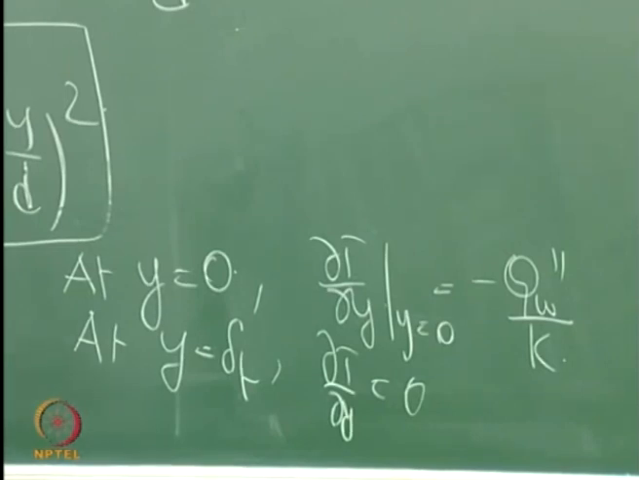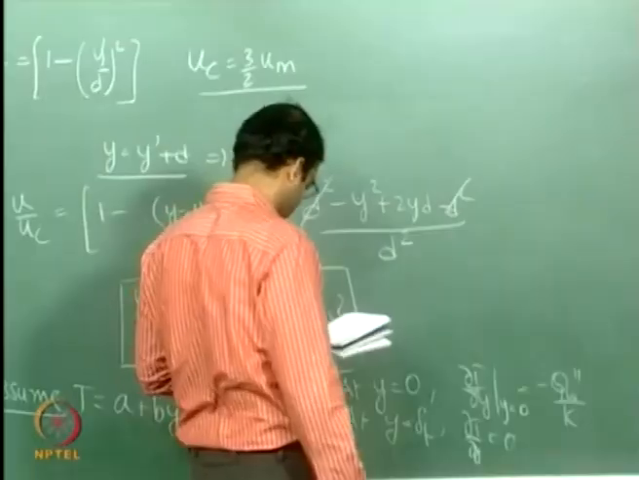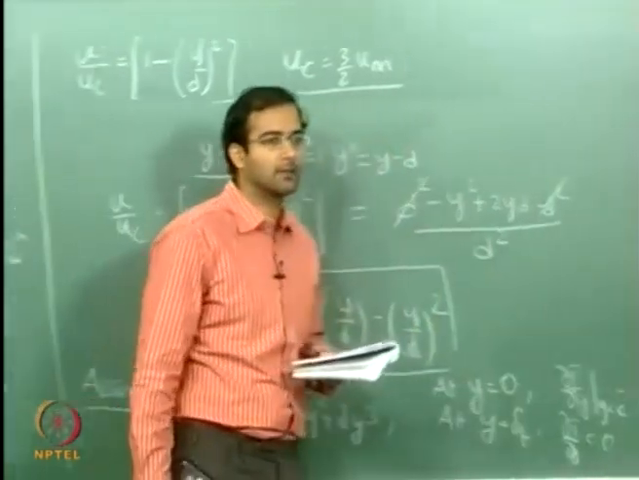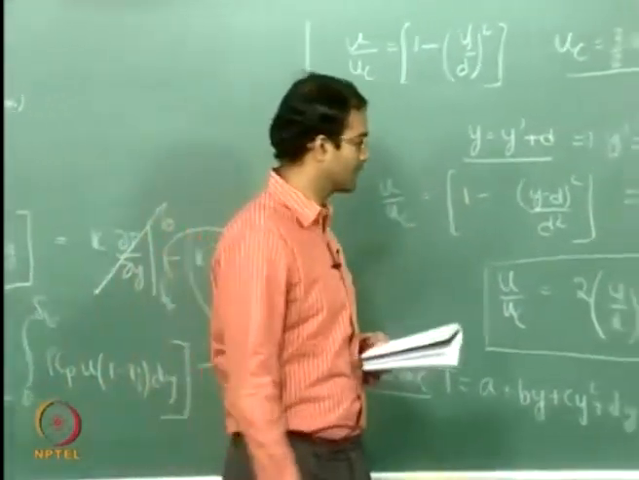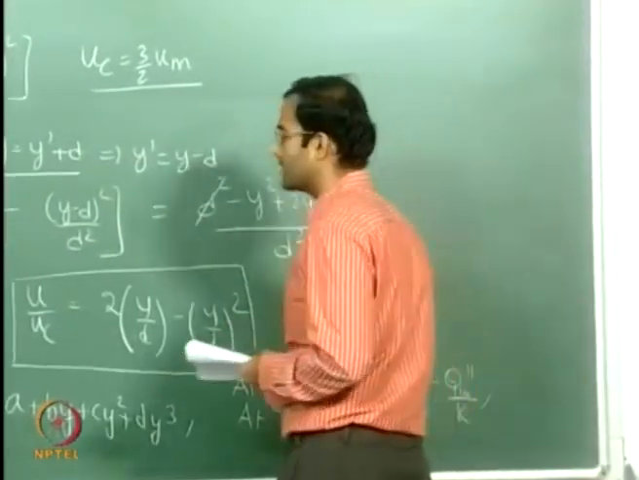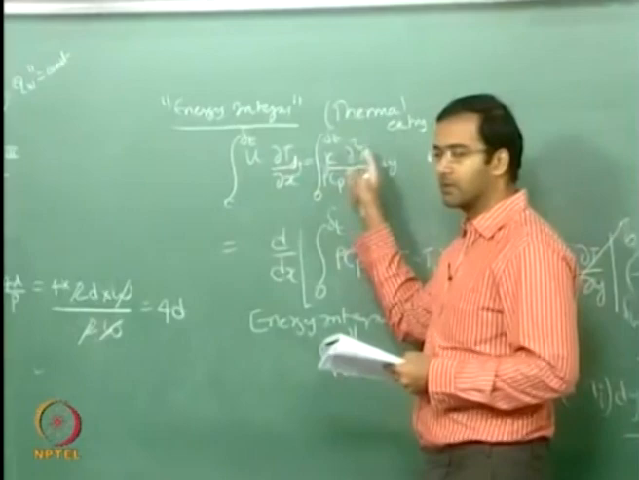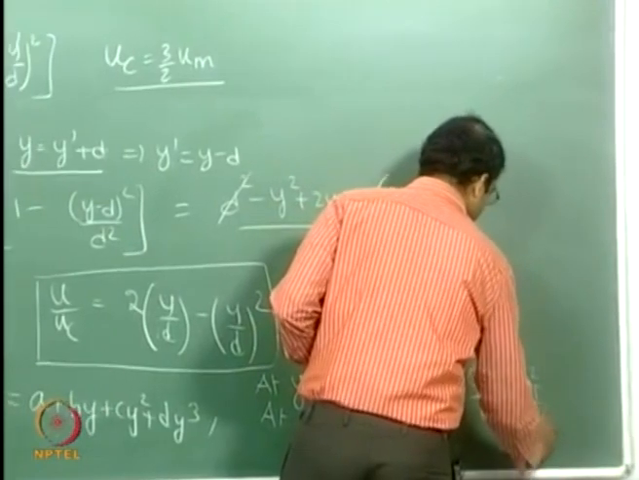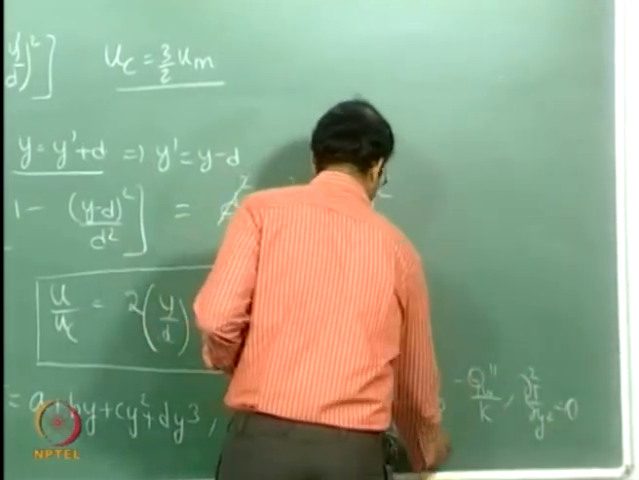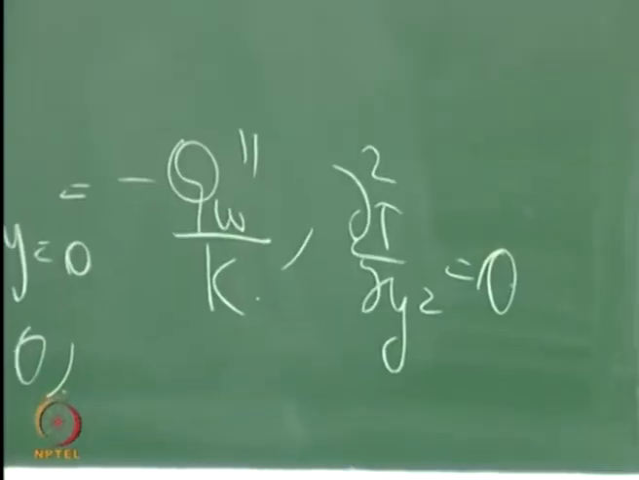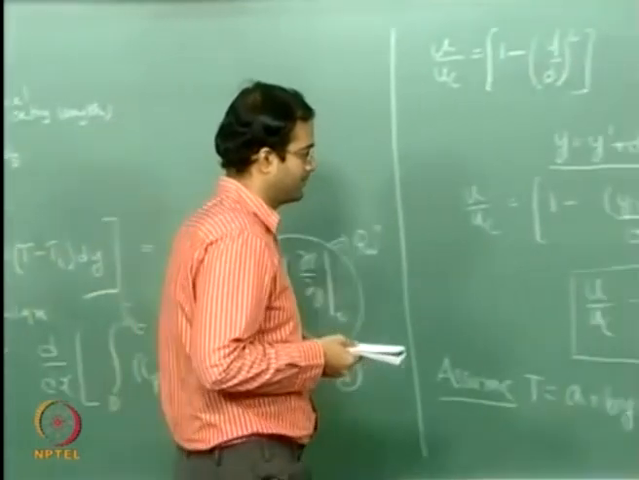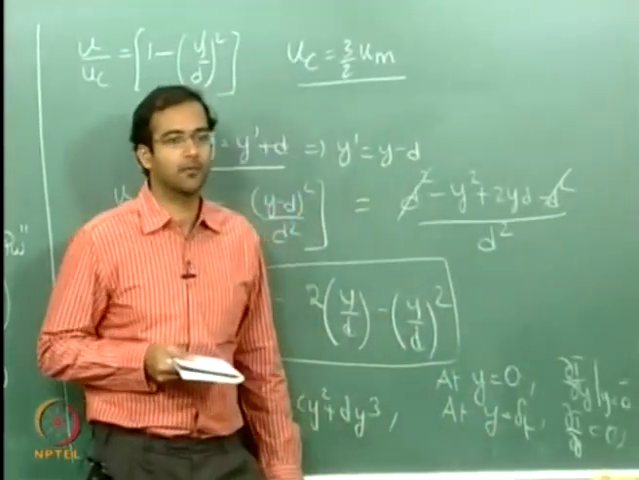The third one, okay, so at y equal to 0, if you look at the energy integral, your velocity is 0, therefore d square T by dy square has to be 0, right? So we need one more, and that should be naturally, you can see that it should be at y equal to delta t.